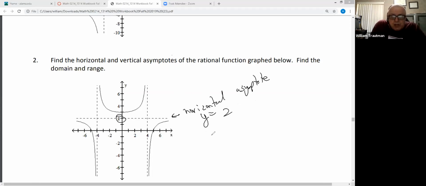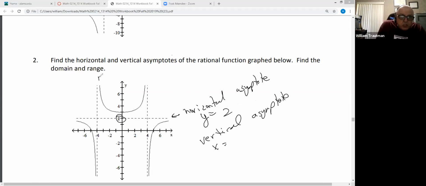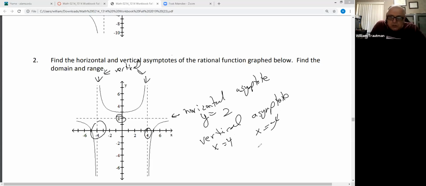Then it says now find the vertical asymptotes. Vertical asymptotes always start with x equals. And we have 2 vertical asymptotes. Vertical asymptotes are invisible lines your graph cannot cross. One's at x equals 4. The other one is at x equals -4. Do you see these vertical lines go through x equals 4 and x equals -4? So that's the horizontal and the vertical asymptotes.